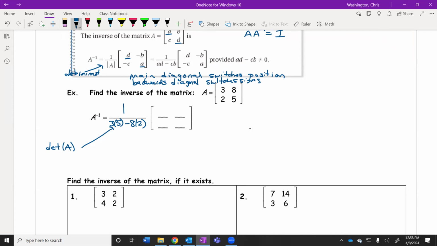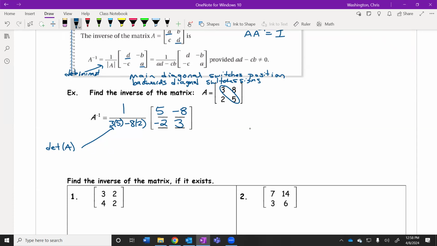And what are we going to do with the elements of matrix A? We're going to change them around a little bit, maybe switch some signs. So the main diagonal, the 3 and the 5, what's going to happen to the 3 and the 5? They're going to change position. What's going to happen to the backwards diagonal, the 8 and the 2? The 8 and the 2 are going to change signs. So it becomes -8 and -2. And that is equal to the inverse.